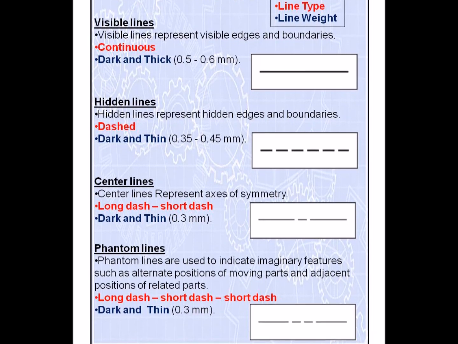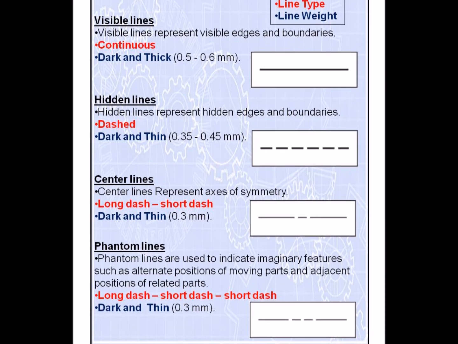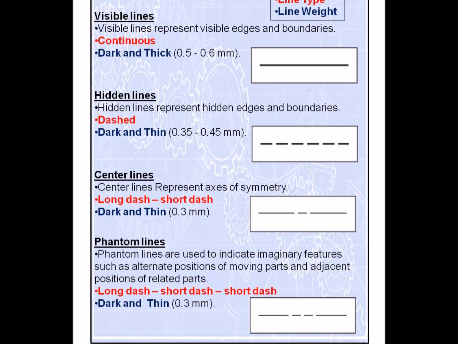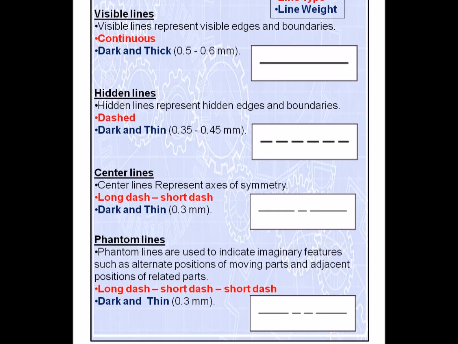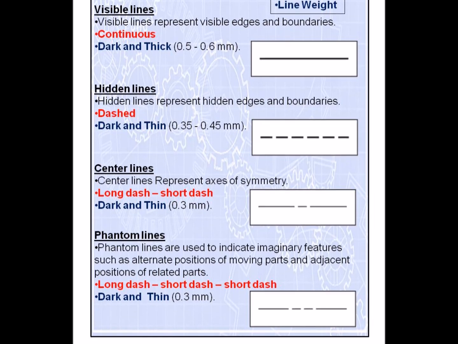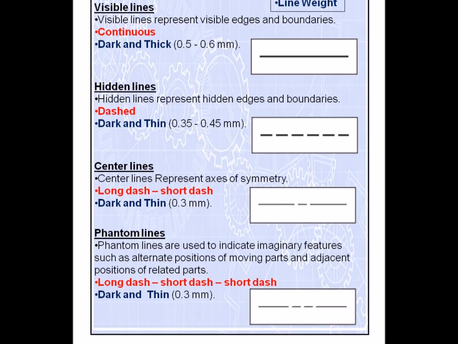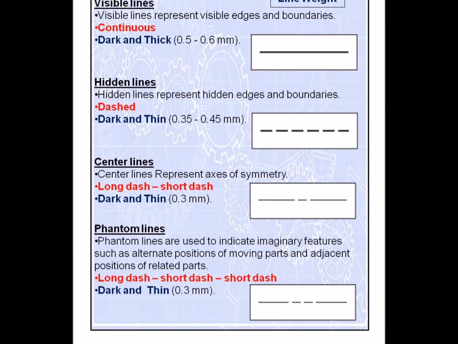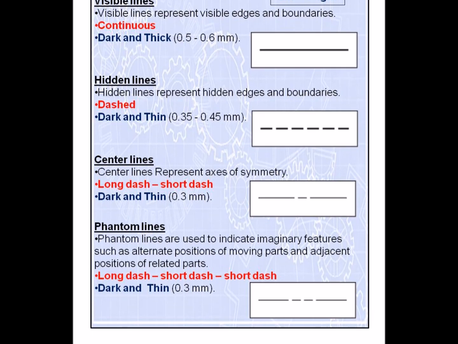Each of the lines listed is drawn using a specific line type and line weight. Read over the list and notice that the visible line is thicker than the hidden line. This is because it is more important. Also notice that the center line is dashed, but not like the dashed line we use to represent hidden lines.